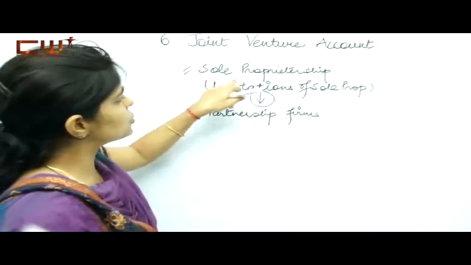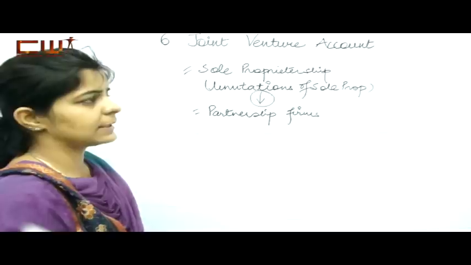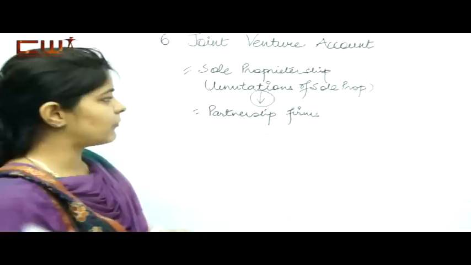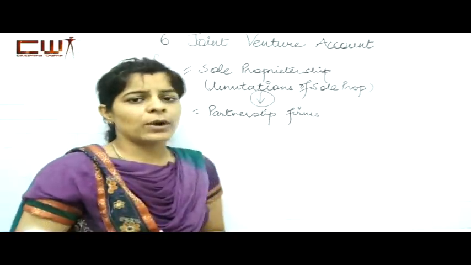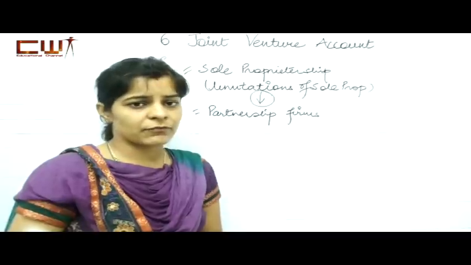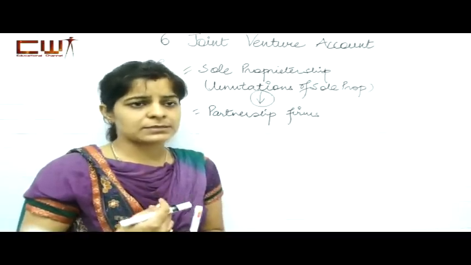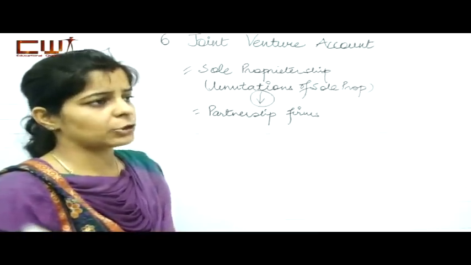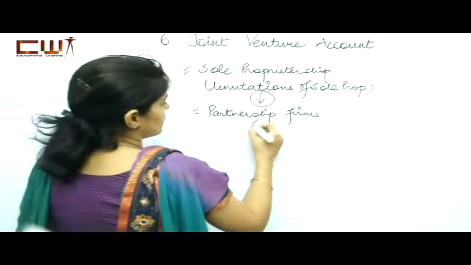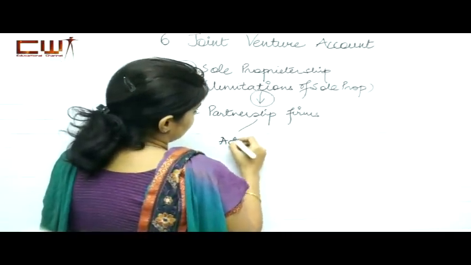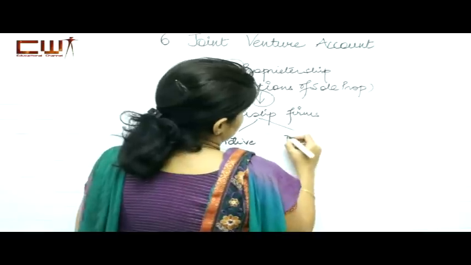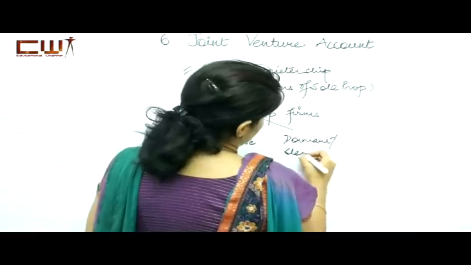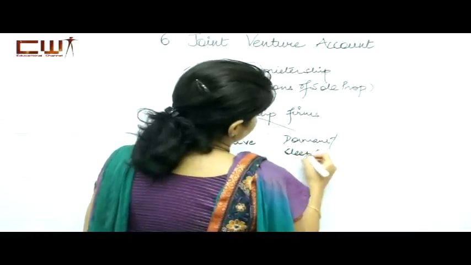Right? So this was sole proprietorship, when a single person is managing a firm. And the other is partnership firm. There may be two or more members who have undertaken to start up the firm, who are partners. Partners also have different types: you have the active partner and the dormant partner. Under partnership you have active partners, and the others are dormant partners, or you can say sleeping partners. Right?